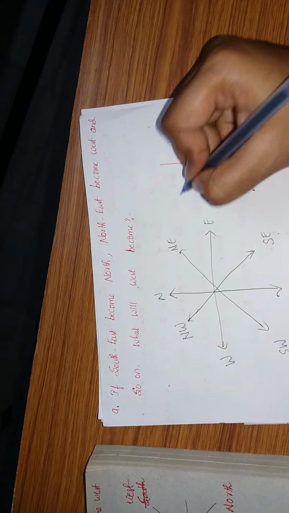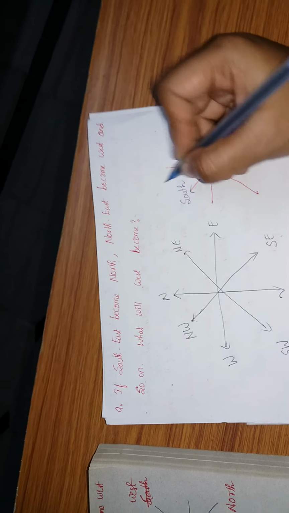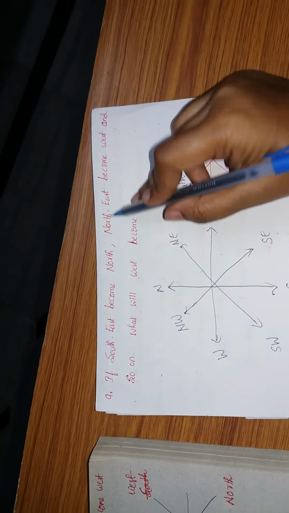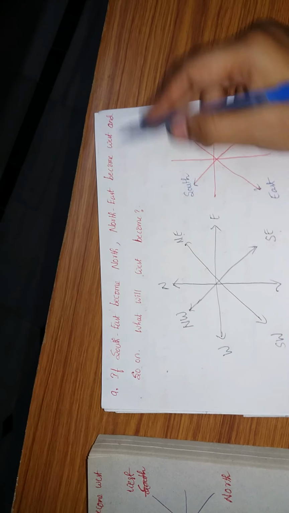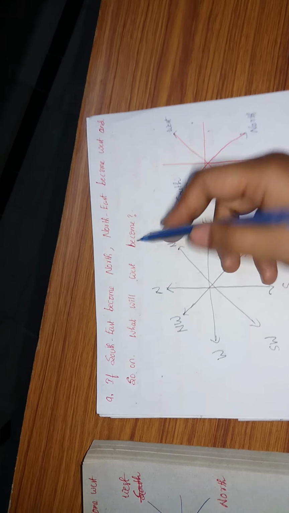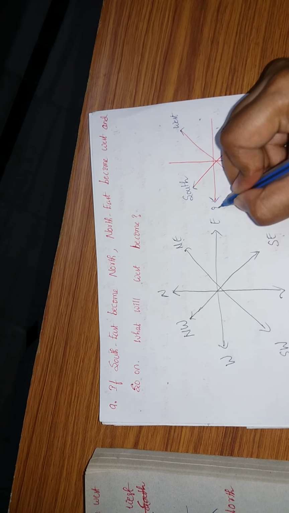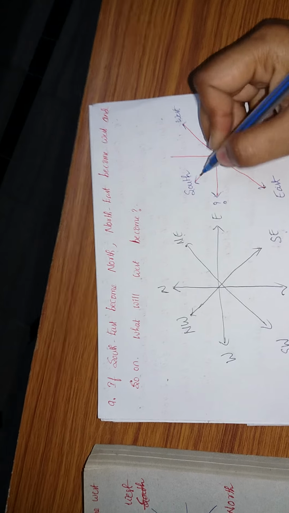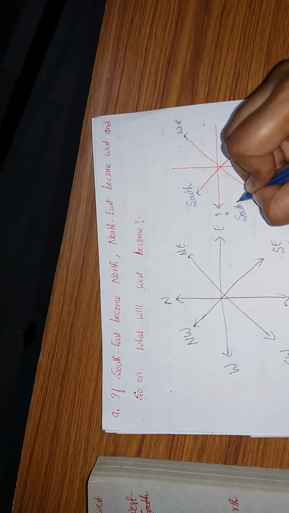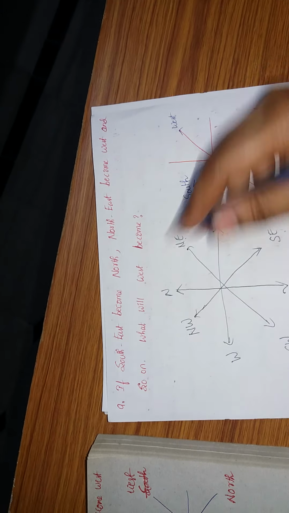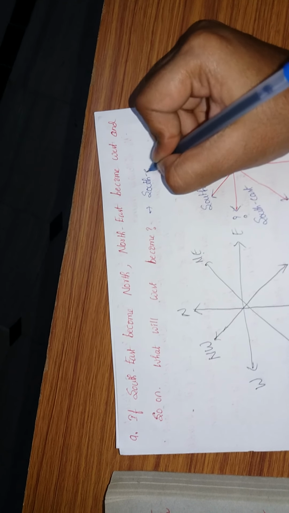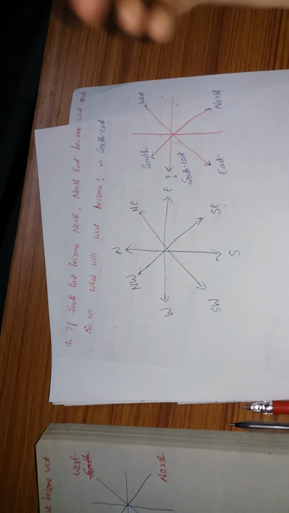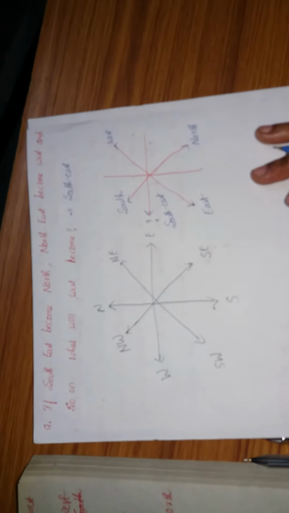Opposite to north, what is present? South. And then northeast becomes west. So opposite to west, what do we have? East. So what is the question? What will west become? In between south and east, what do we have? Southeast. So the answer for this question is southeast direction. And that's it about this video.